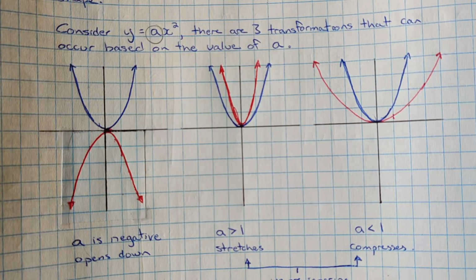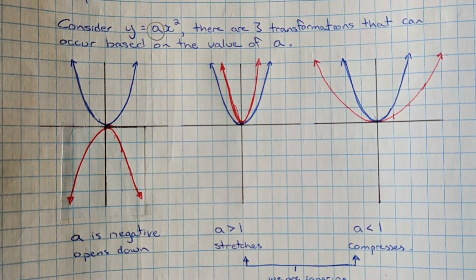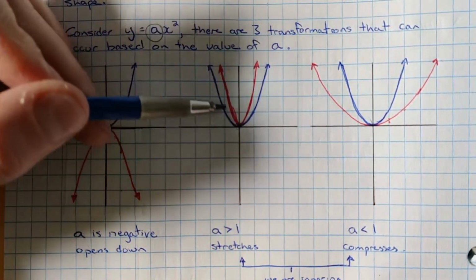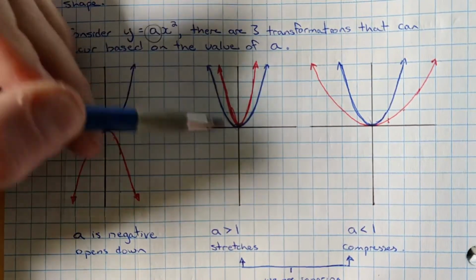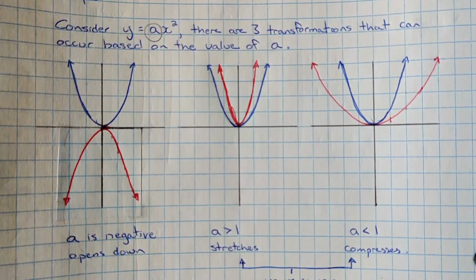If we just look at the number, disregarding a negative sign or positive sign in front of it, and just look at the actual numerical value of a, it's called the absolute value, then if a is greater than 1, it's going to stretch the graph out. And so we have our baseline graph here in blue. There's our y equals x squared. And then it's going to stretch it out. And by stretching it out, it's getting narrower.